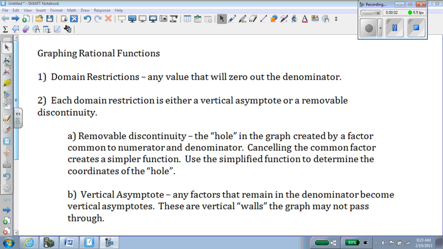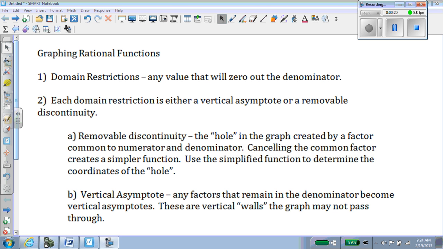Today we're going to talk about graphing rational functions. When you're going to graph a rational function, the first thing you need to look at would be domain restrictions, which are any values that will zero out the denominator of the rational function. Usually we find these by factoring.